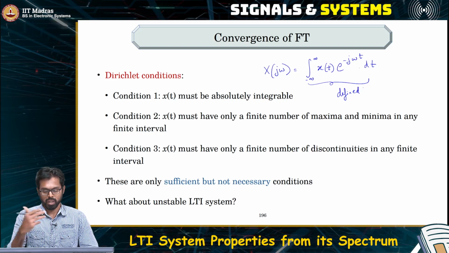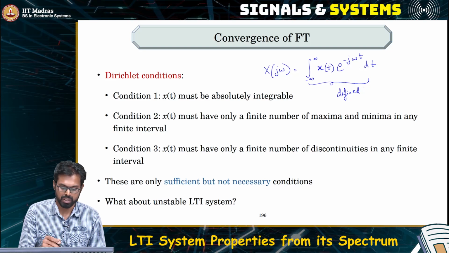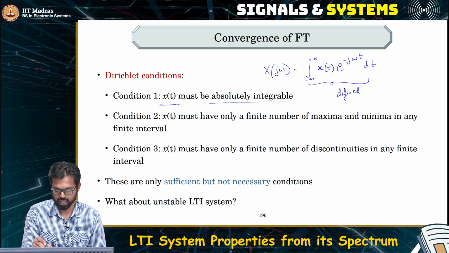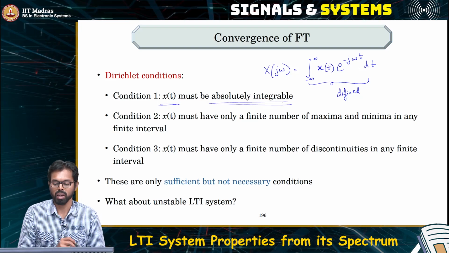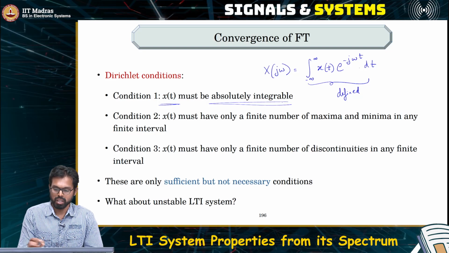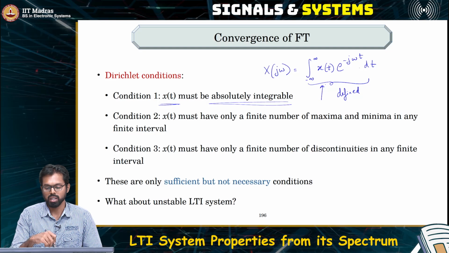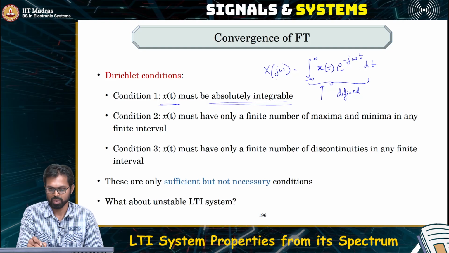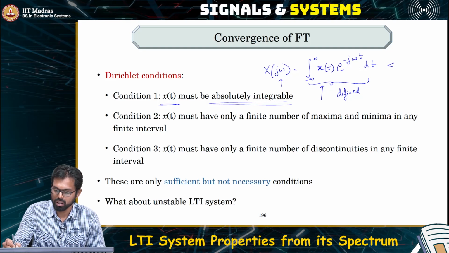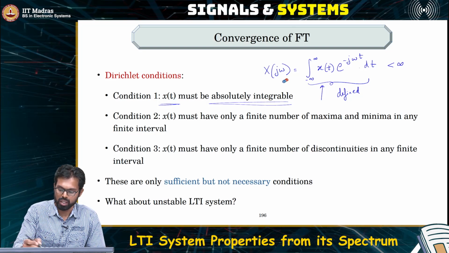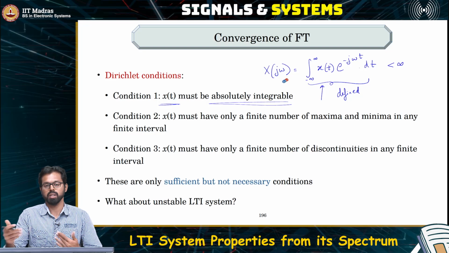So the same Dirichlet conditions hold here. So we can say that the signal x of t must be absolutely integrable. Okay. If it is absolutely integrable, then for sure we can say that this integral that we compute here to find the Fourier transform will also exist, that is, it will be finite also. The reasoning is the same.